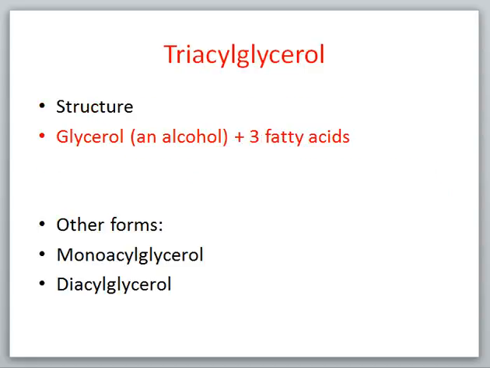And triacylglycerol, when we look at the structure of this, it consists of glycerol, which is an alcohol, and 3 fatty acids. Now, there are also monoacylglycerols and diacylglycerols, and as you would guess, monoacylglycerol has glycerol plus 1 fatty acid, diacylglycerol, glycerol plus 2 fatty acids.